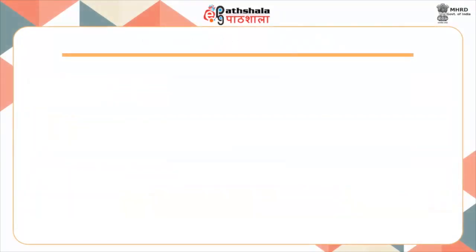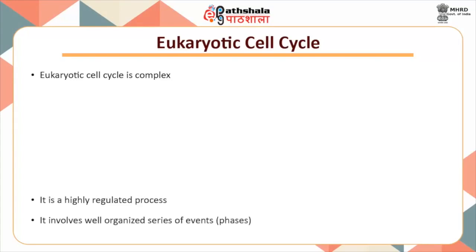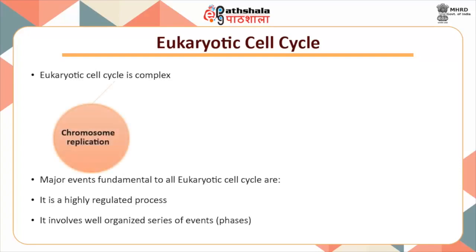Now, I will come to the eukaryotic cell cycle. It is complex compared to the prokaryotic cell cycle. It involves a highly regulated and well-organized series of events or phases. Major fundamental events common to all eukaryotic cells are chromosome replication, which involves DNA replication, and chromosomal segregation, which involves equal segregation of parental DNA.